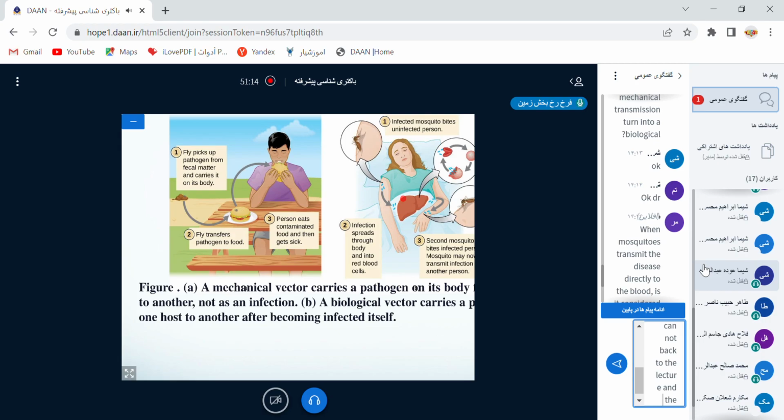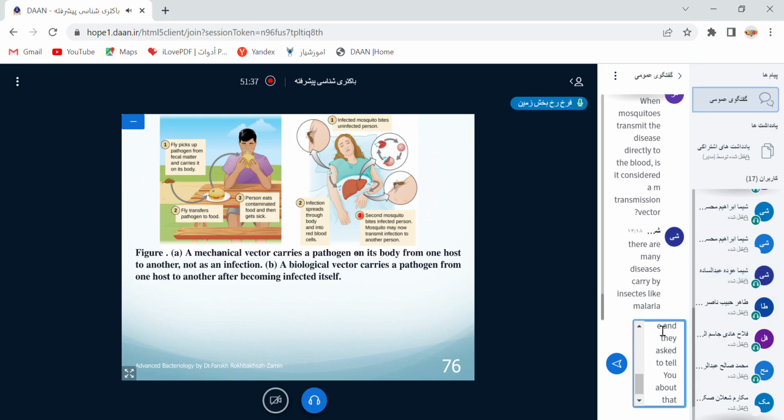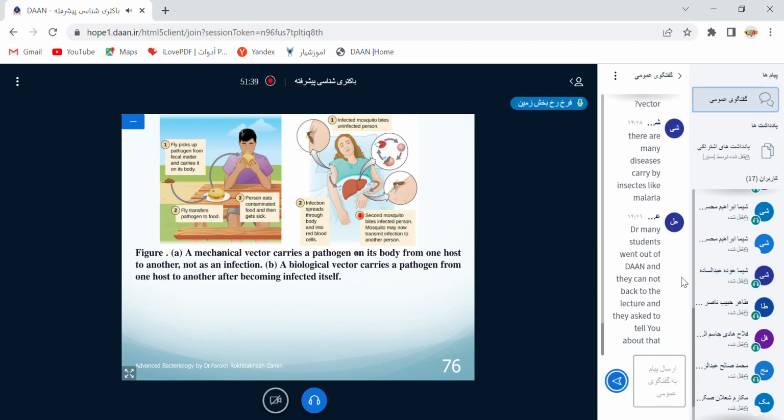The second example for biological vector can be malaria, sleeping sickness, American trypanosomiasis, and many others, in which the presence of the fly is compulsory, is obligatory.